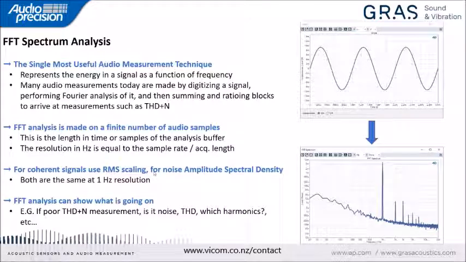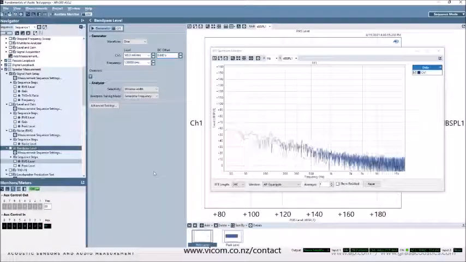There are a bunch of different ways in which we can represent the amplitude of the signals analyzed by FFT. By far the most common for audio is what we call RMS scaling. The other one you will see is spectral density or noise density or amplitude spectral density. The key is this.